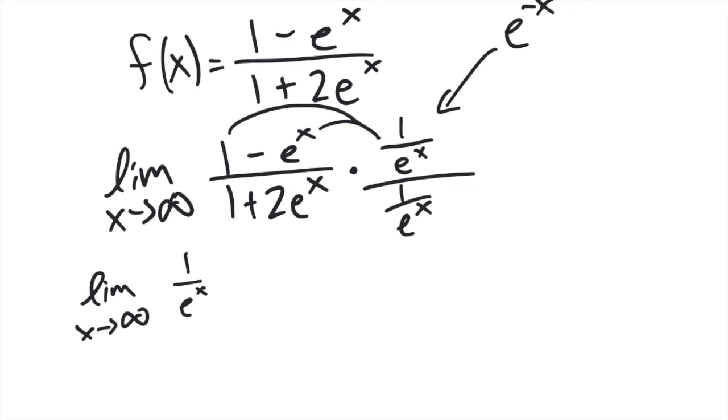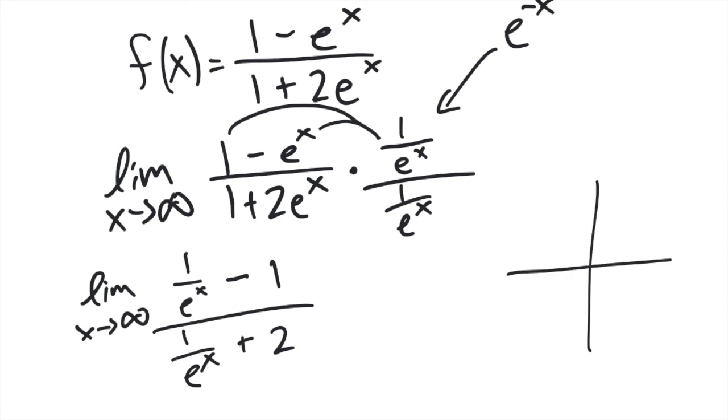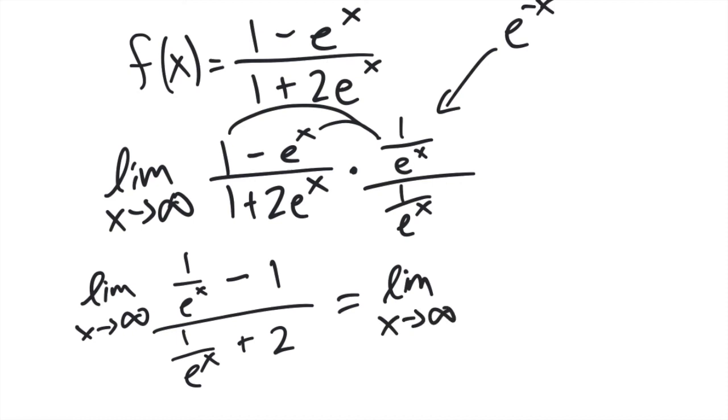We have 1 over e to the x minus, let's see, e to the x divided by e to the x. That's just a 1. And then on the bottom, we're going to have 1 over e to the x also. And then, let's see, plus 2, because you're going to have an e to the x on top and bottom. Now, if you think about a graph, again, don't memorize limits, but 1 over e to the x is another way to write that as e to the negative x. And so you can rewrite this as the limit as x goes to infinity of e to the negative x minus 1 over e to the negative x plus 2.